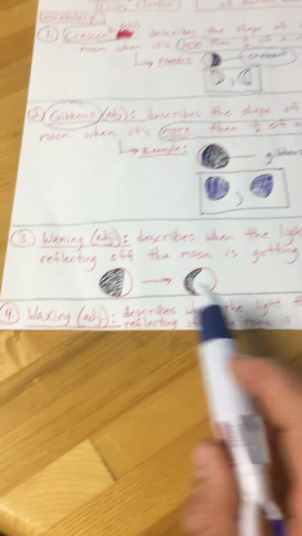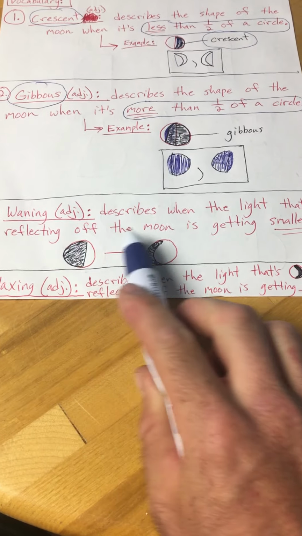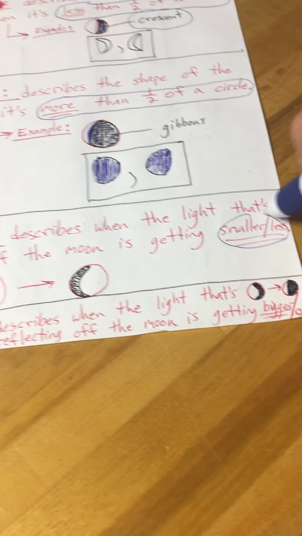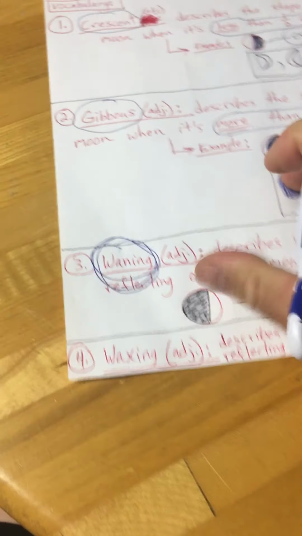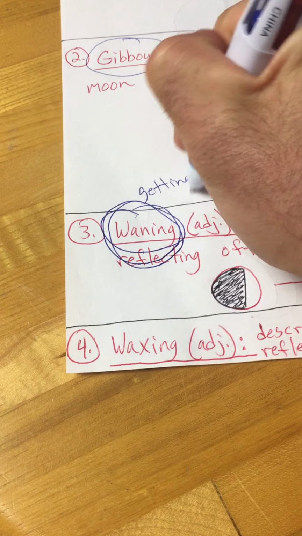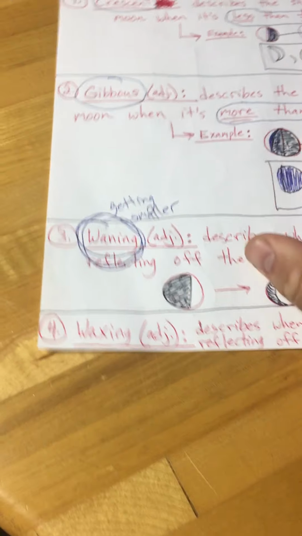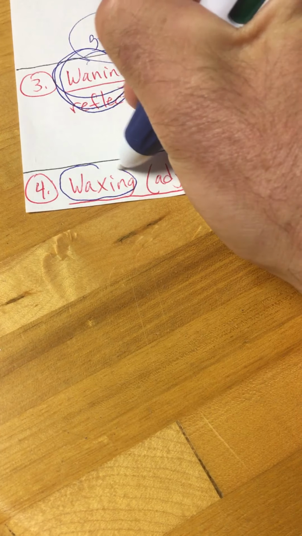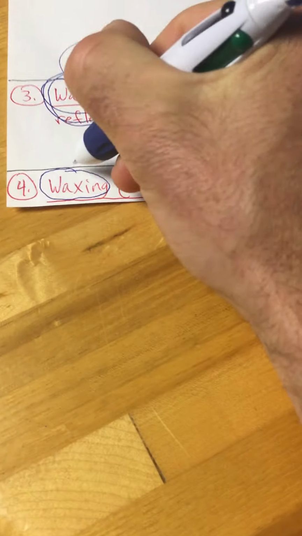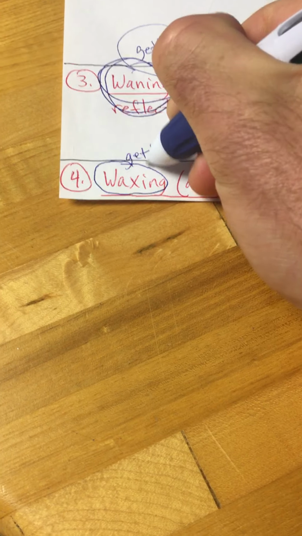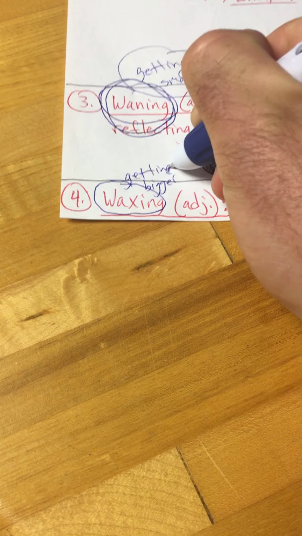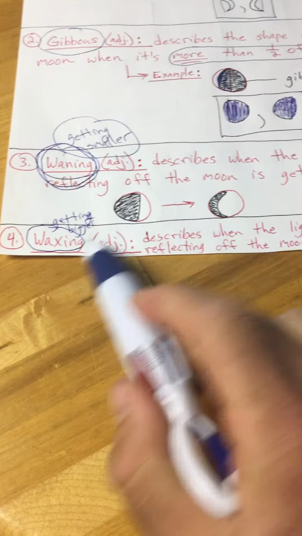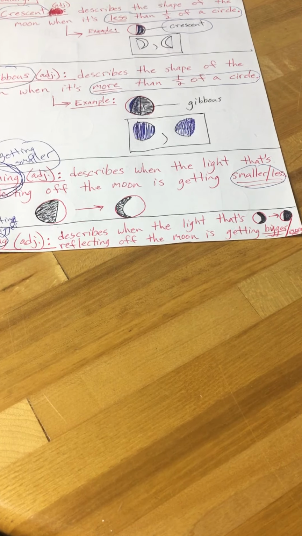Here are 2 other adjectives. Waning is an adjective that describes when the light that's reflecting off the moon is getting smaller or less. So the word waning means getting smaller. The amount of light that we can see is getting smaller when it's a waning moon. Now, waxing is also an adjective that's the opposite of waning. It's when it's getting bigger, when more light is shining from the moon as every day goes on. So waxing describes when the light that's reflecting from the moon is getting bigger.